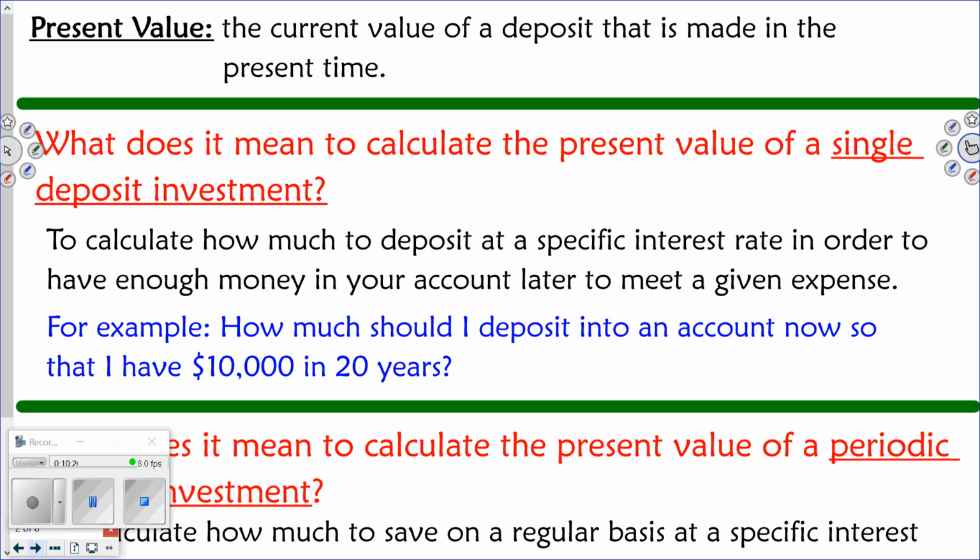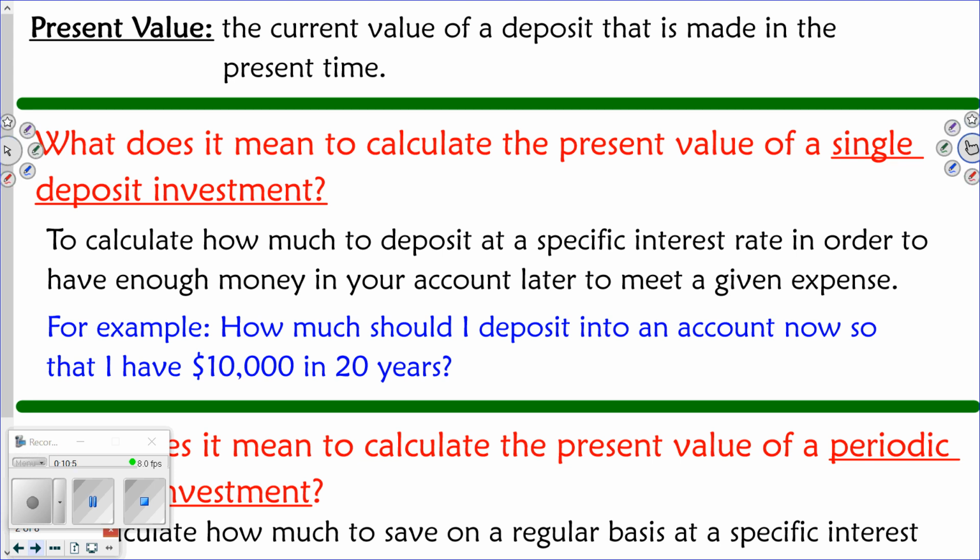To calculate how much to deposit at a specific interest rate in order to have enough money in your account later to meet a given expense. So for example, how much should I deposit into an account now so that I have $10,000 in 20 years? Right? Maybe you're trying to save for something in particular. Like I want to remodel my kitchen. So how much do I need to put away now so that I have enough 5 years from now so I can remodel it? Kind of thing.